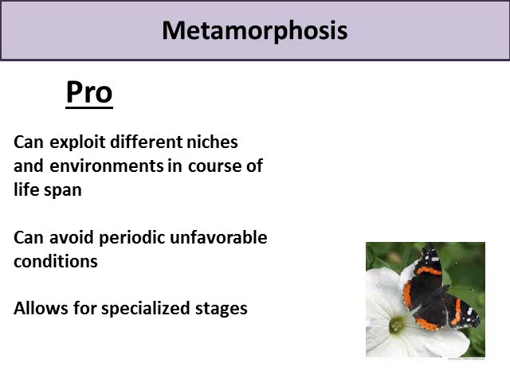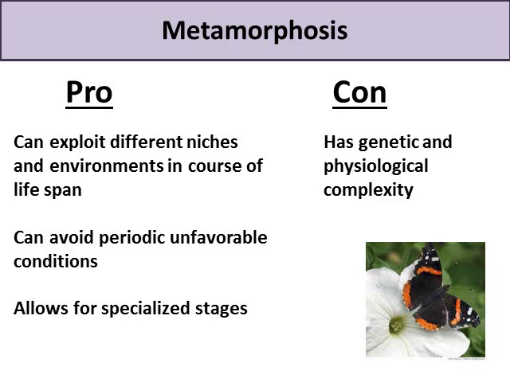And then when the weather turns bad for them, they'll lay their eggs and develop into larvae, and then they'll go into a resting stage. So it's a very successful strategy. Now, some of the cons is that it is very complex, a lot of genetic and physiological complexity. A lot can go wrong, especially when you're undergoing complete metamorphosis. And you have those resting stages. Those resting stages are very vulnerable stages. When a butterfly is pupating, that is a very vulnerable stage.